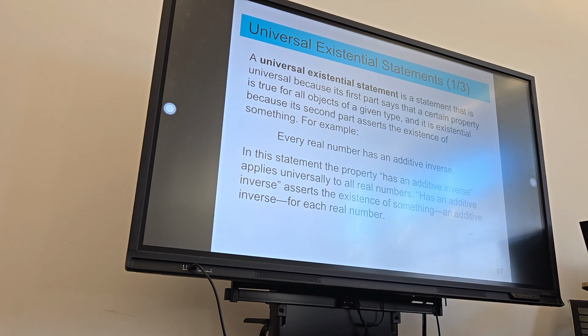A universal existential statement is a statement that is universal because its first part says that a certain property is true for all objects of a given type, and it is existential because its second part asserts the existence of something.